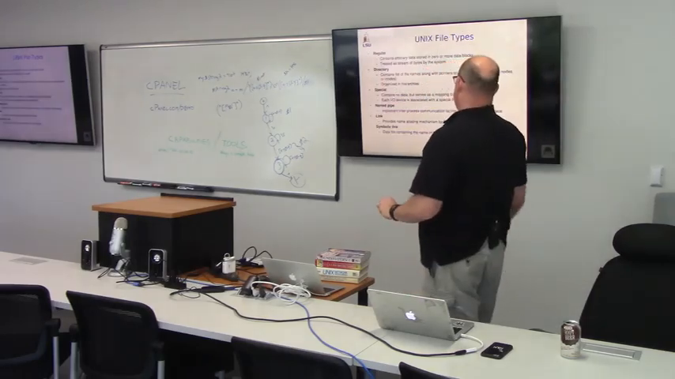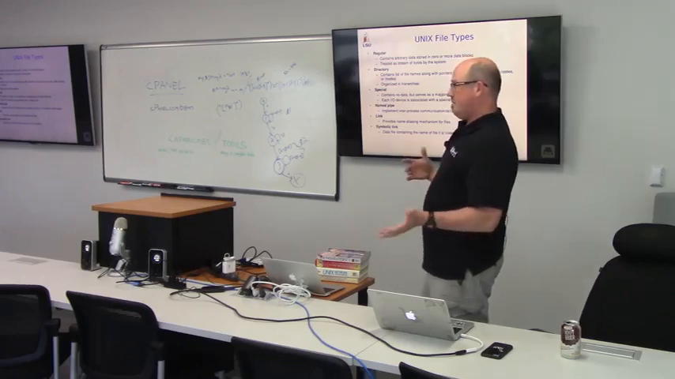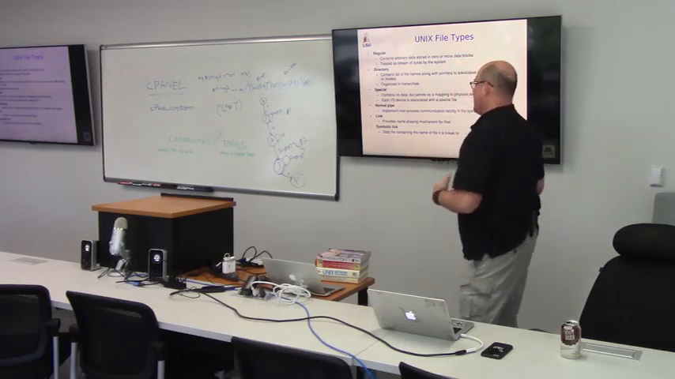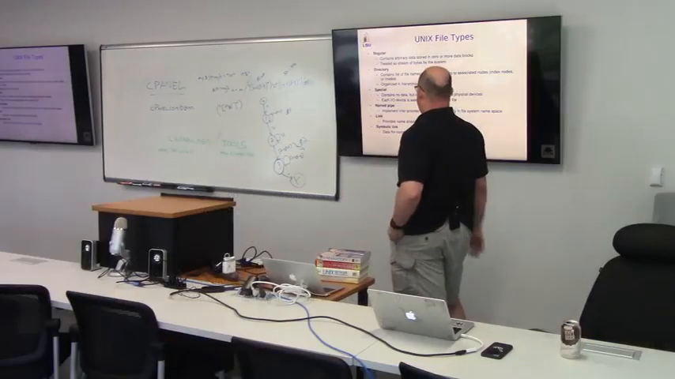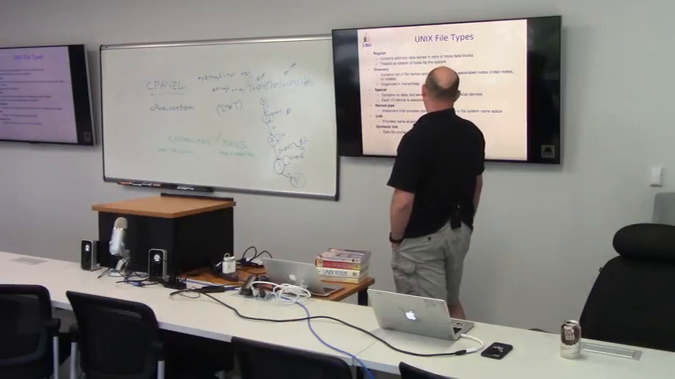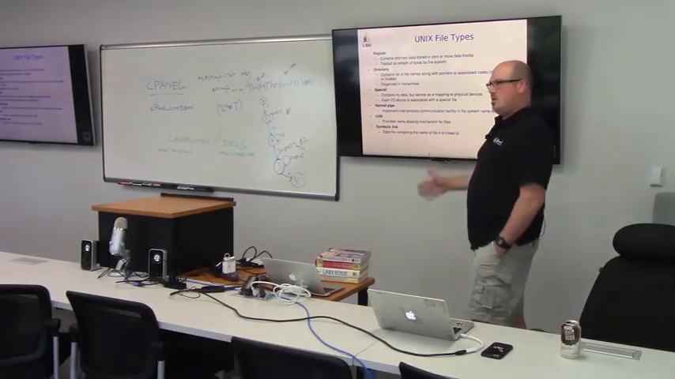This is just a list of different file types. You've got a typical regular file, which is just ones and zeros. It's just data. It could be taken as ASCII or a PDF or a zip file or gzip or something, but it's just treated as a stream of bytes. A directory is where you would put files, so it's basically a container for files. Let's see. Special contains no data but serves as a mapping to a physical device, so that's kind of like what you would see in /dev. Okay.